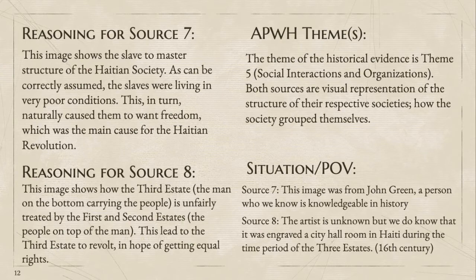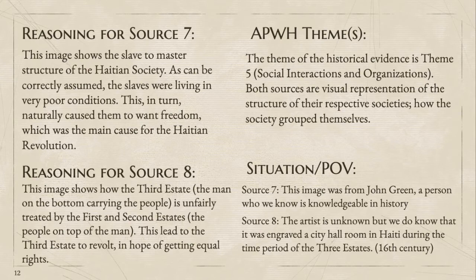This naturally leads the slaves to want to become free, which was one of the main causes for the Haitian Revolution. In source 8, which was the image representing the French society, you can see the inequality between the third estate and the first and second estates. The man representing the third estate has France on his back, while the first and second estates only have one hand holding up France. This unfair treatment towards the third estate led him to revolt, in hopes of getting equality in all of France. The theme both of those images connect to is theme 5, social interactions and organizations. This is because both images are a visual representation of how the respective societies group themselves.